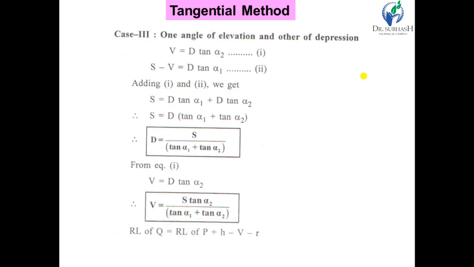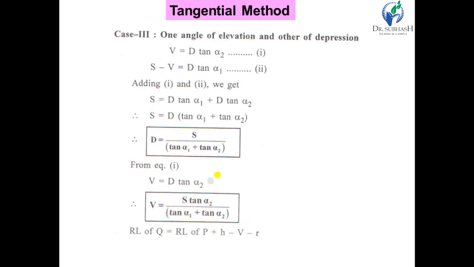Now separating the term D, we can get the equation D is equal to S upon tan alpha 1 plus tan alpha 2. From equation 1, we can directly put the value of D by using the above formula, or we can put those values into that equation, and we get the equation V is equal to S tan alpha 1 tan alpha 2 upon tan alpha 1 plus tan alpha 2.